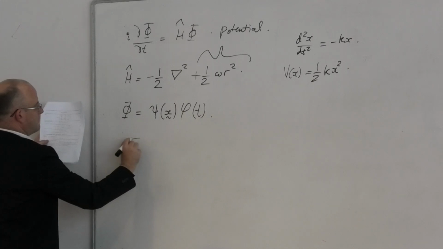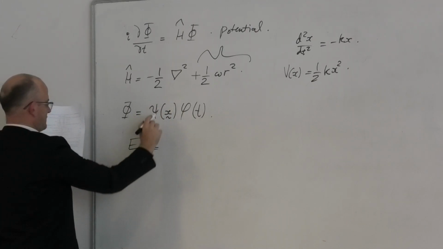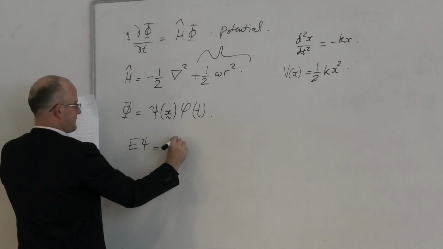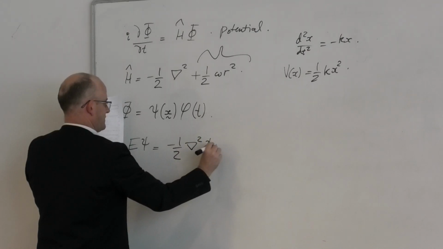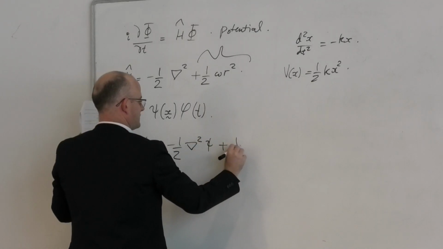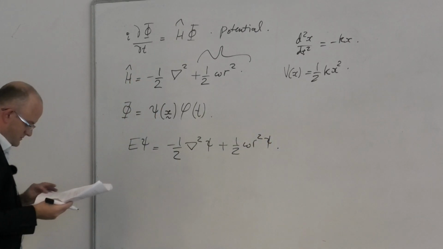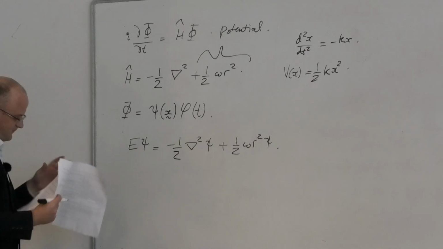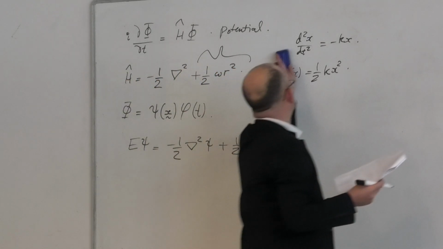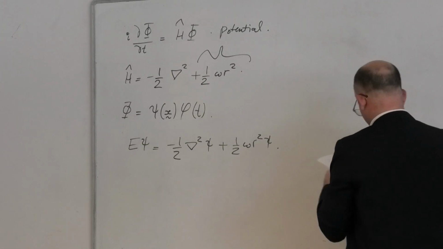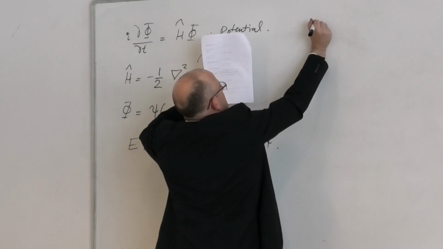And we end up with a differential equation where this psi, this function here, is equal to minus 1/2 del squared psi plus r squared psi. So we're going to miss it. That's right.